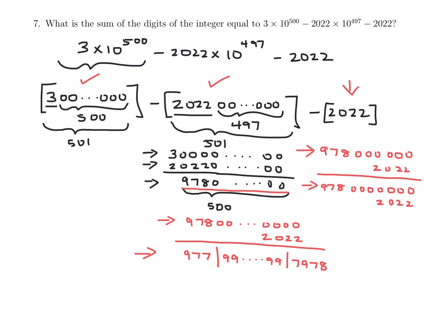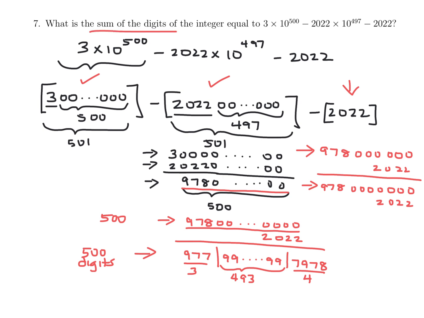Okay, so now we have to find out how many digits this is. And you'll notice that this is also 500 digits. So this was 500 digits up there, and this is also 500 digits when you do the subtraction. Okay, well, this is 3 digits, and this is 4 digits. So that means these must be 500 minus 3 minus 4, which is 493. 493 of those 9s.